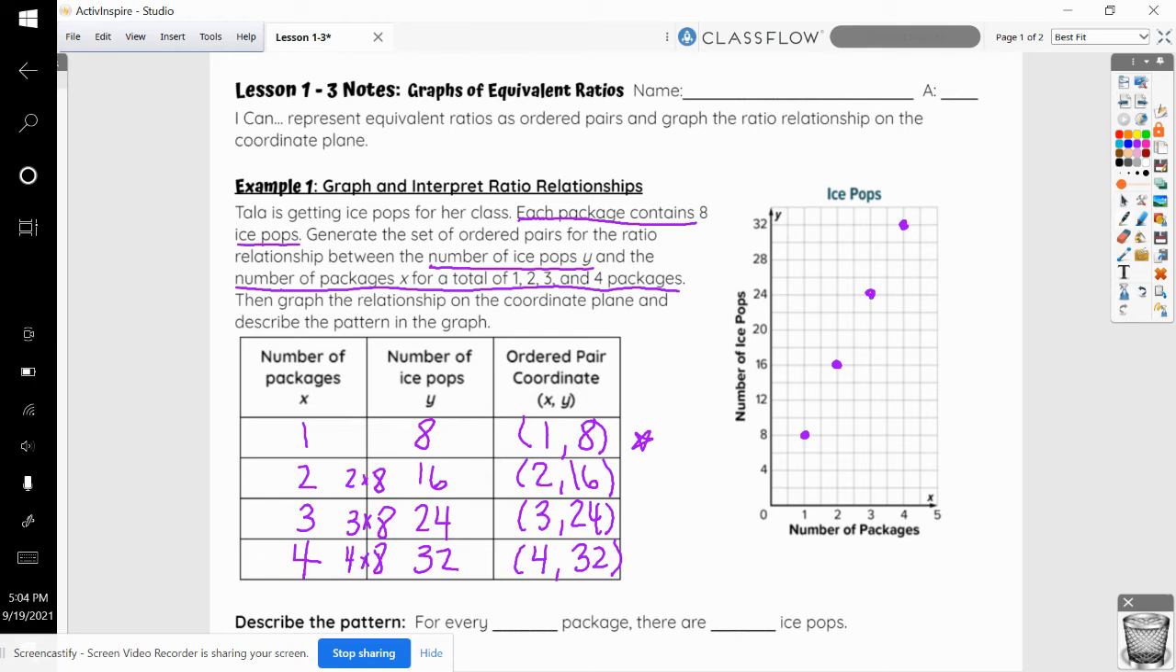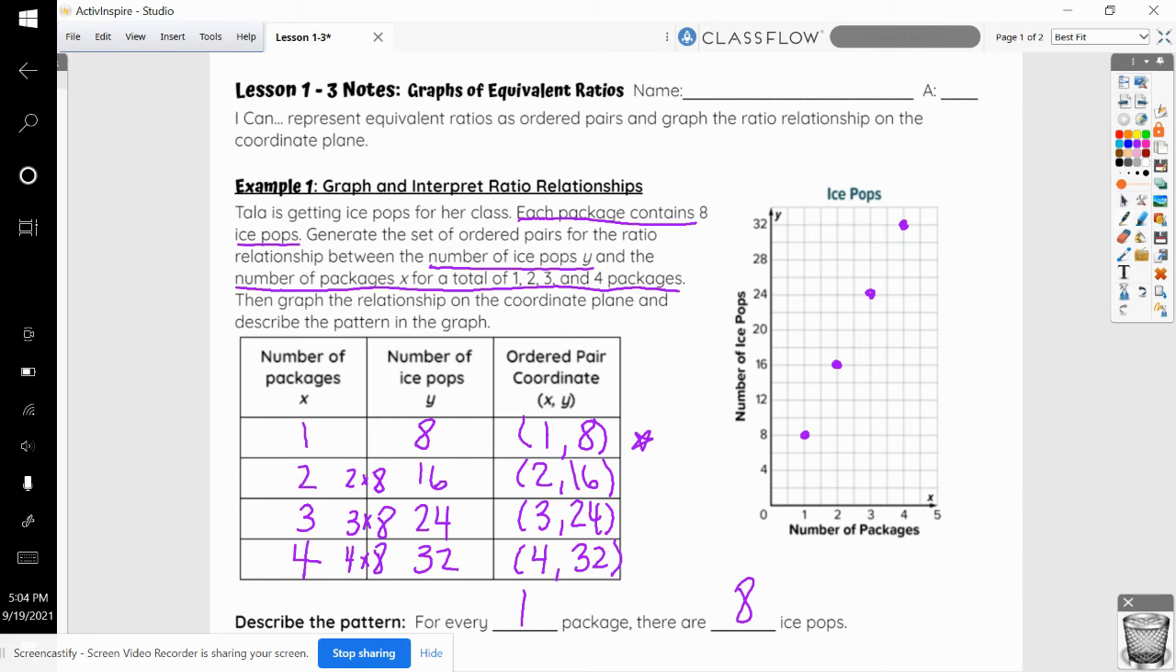The very last part of this question then is we have to describe the pattern. So this was a lot like on our quiz last week. It says for every blank package, there are blank ice pops. So it's a ratio. So for every 1 package we have, there are 8 ice pops. That's one way we could fill it out. We also could say for every 2 packages, there are 16 ice pops. So we have 4 different ways we technically can write this. You just have to write one. I just went with that first one. For every 1 package, there are 8 ice pops.